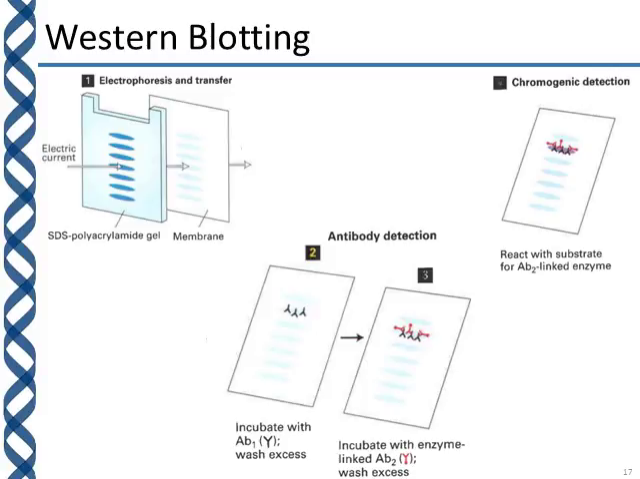This can be enzymatic, so that you're looking for a colored reaction, or it can be a luminescent reagent, so that you're looking for a light reaction. You react the substrate for which the secondary antibody has a linked enzyme, and this allows you to detect and quantify the protein that was present in the original protein solution.